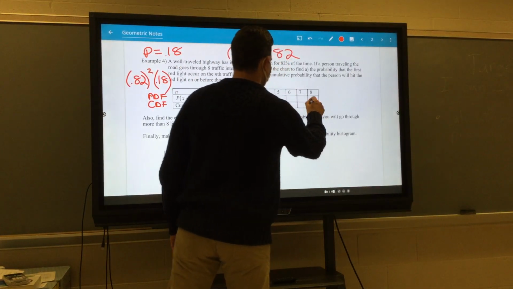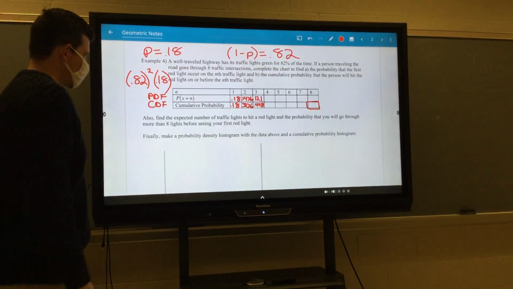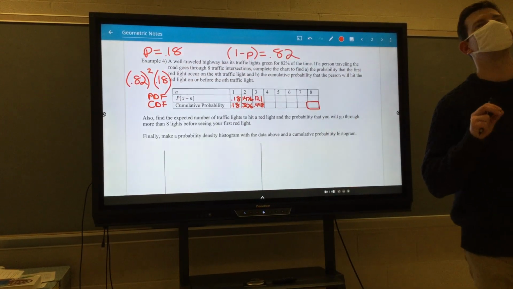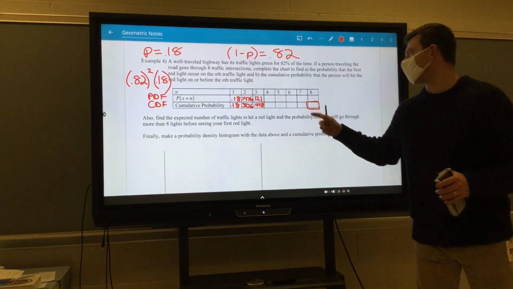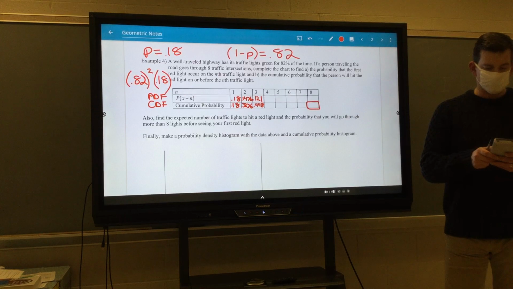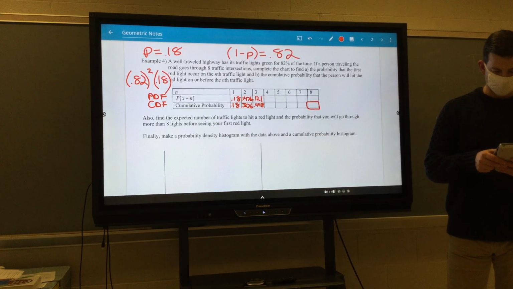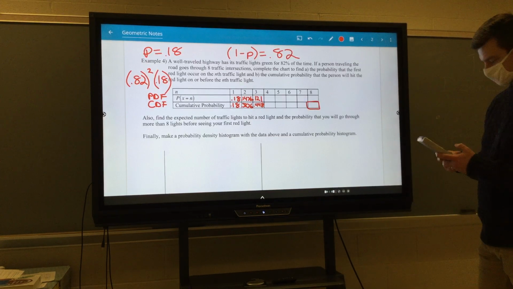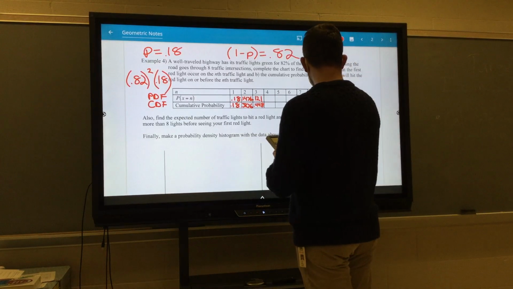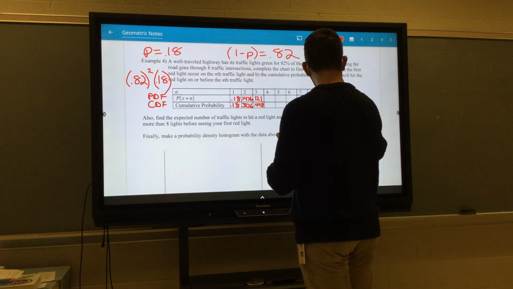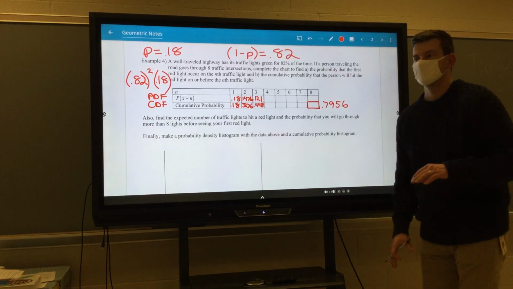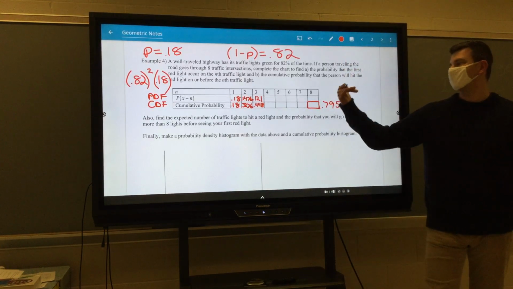Let's jump to this last one right here. If we were to say the cumulative probability that our first red light will occur by our 8th intersection, that's a geometric CDF. I'm just going to do it on my calculator right here. 0.18, and the x value is 8. This number right here would be 0.7956. Almost an 80% chance that we will have a red light by that 8th intersection.